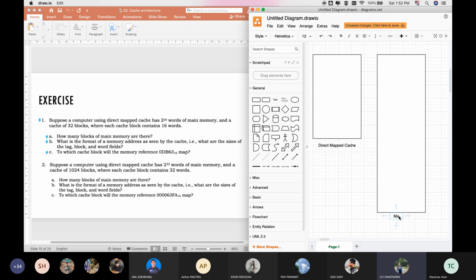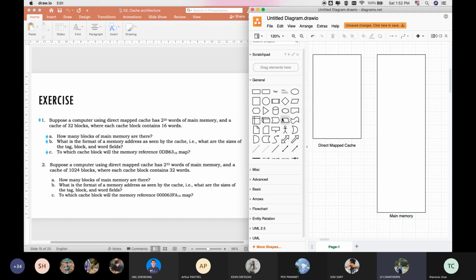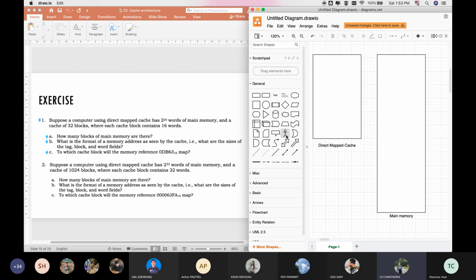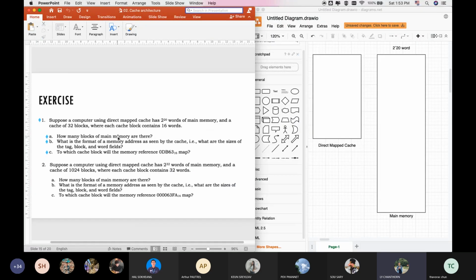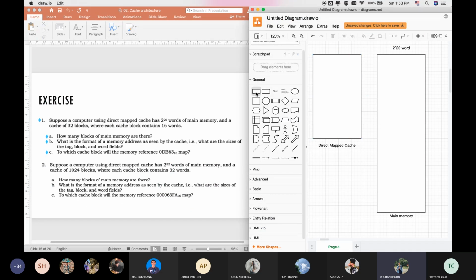Okay, here is the main memory. And it has 2 power 20 words. And then our cache has 32 blocks. Okay, so in our cache here we have 32 blocks.